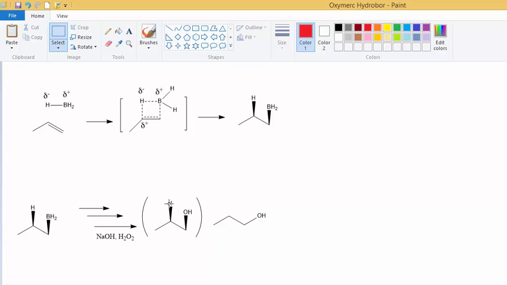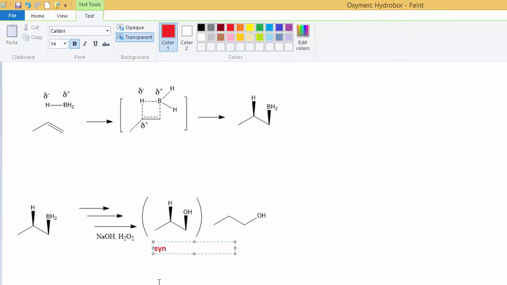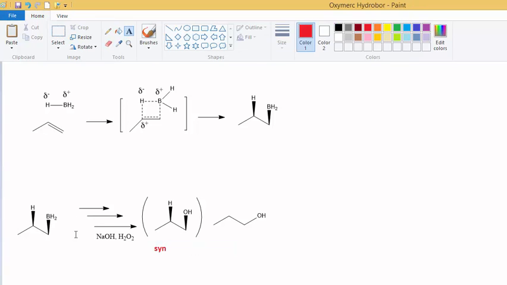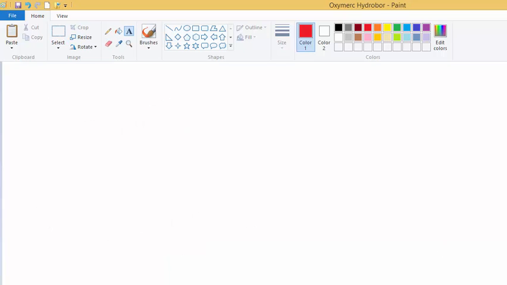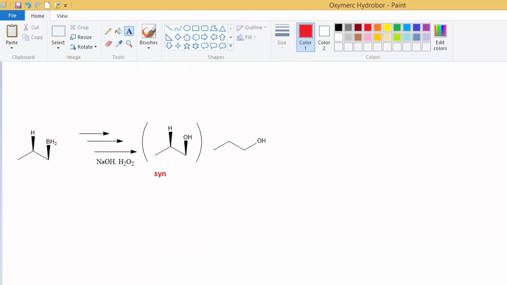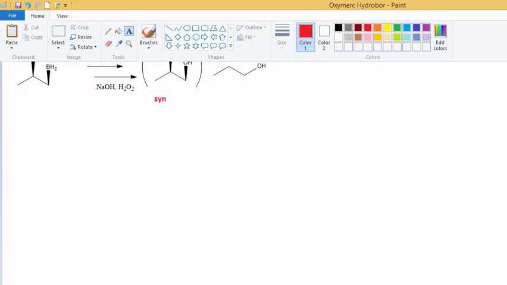Remember, the reason why I'm drawing the wedges here is to tell you that it's going to be a syn addition. That's going to be important when you start doing reactions where you have potential for stereochemistry, chirality, all that fun stuff. And over here, we don't need to include those afterwards because there's already another H here and another H here. So neither of these carbons are chiral. We could just draw it as a line without worrying about the wedges or the dashes. Okay, so again, this is hydroboration.